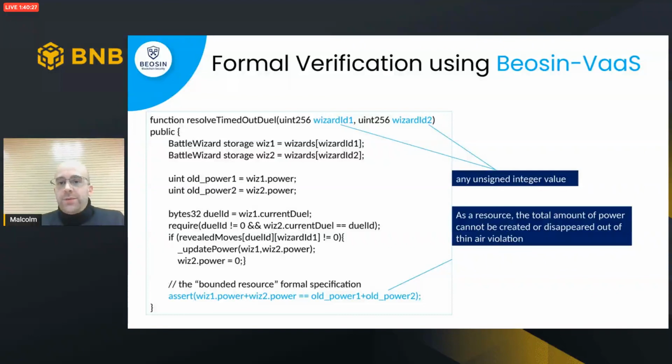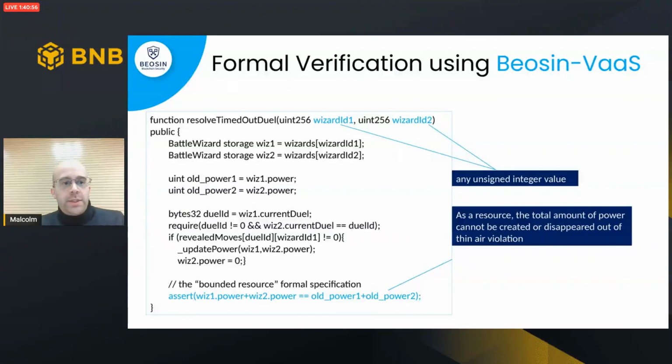And to find out how this happened, we added our formal verification across the whole game, across all the smart contracts of the game. So we will take a look at this particular code snippet, which is one of the snippets where we did this formal verification. This snippet is called resolve time dual. It's used to handle the result if there is a timeout in the battle.